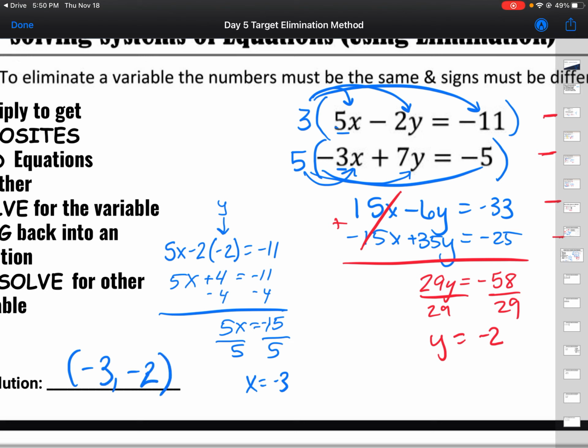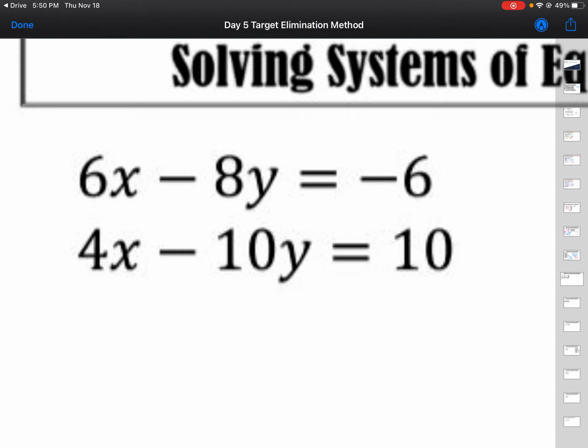Next question. Pause the video. Think about what variable you want to eliminate. Okay, if you want to eliminate the x's, we could make these into 12. We could make them into 24. We could make them into 36. We've got some options.